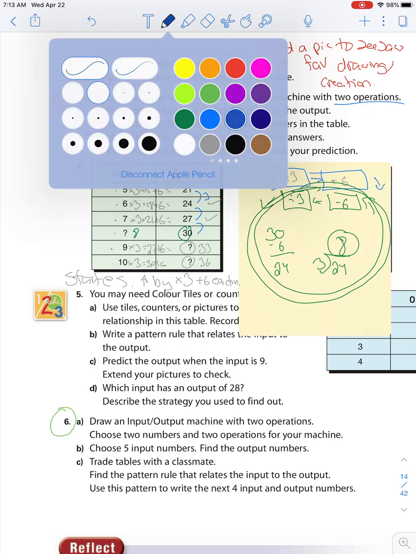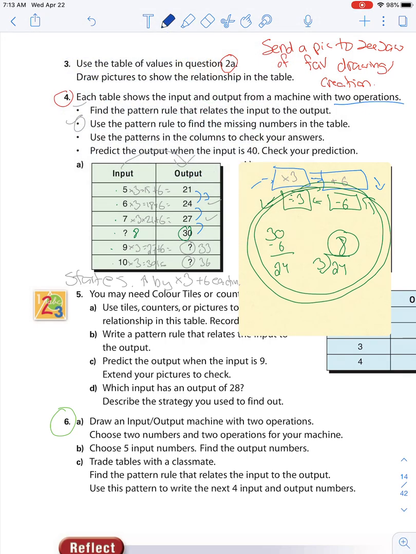Okay, next one is we are figuring out the output when the input is 40. So if 40 was here, okay, so 40 times 3 is 120. 120 plus 6 is 126. Okay, so that should be your answer for the last part. Good.